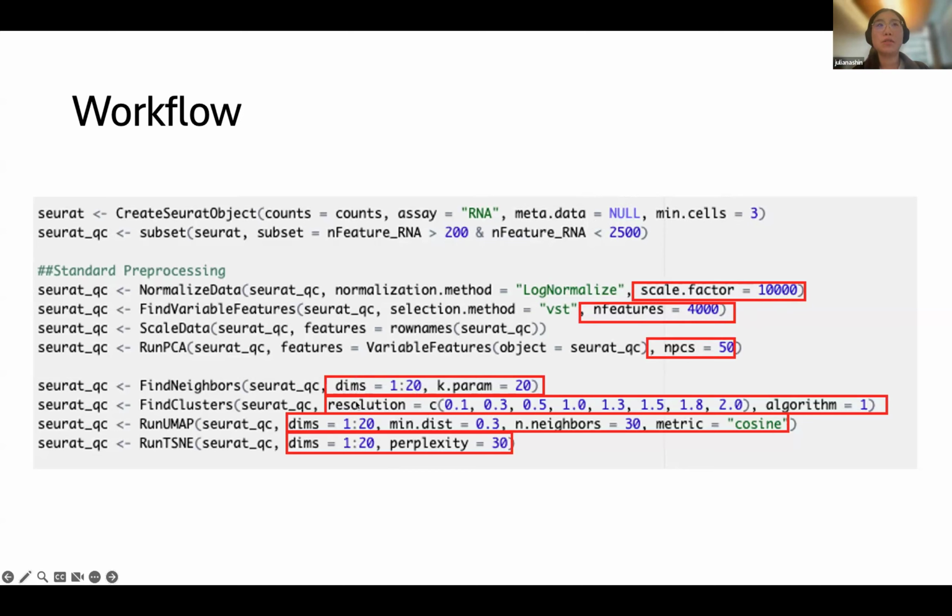I tested a variety of resolutions for my clusters, just curious about how the clustering would change with the resolution. I found that the algorithm didn't really change the clustering results, which was interesting. And also I found that in my case, I actually preferred the cosine clustering. I found that it led to more separation between the clusters versus Euclidean.